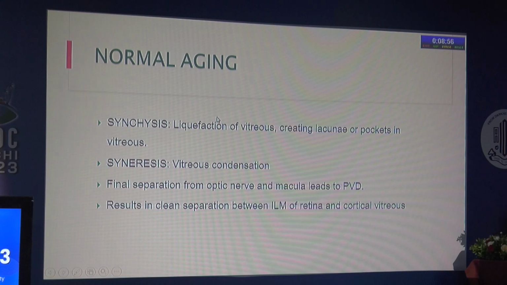So what is the normal process? Normally at the age of 4, syneresis and synchysis start. What is synchysis? It is liquefaction of the vitreous, which creates lacunae and pockets in the vitreous. Along with this, there is vitreous condensation. This process starts at the age of 4 and keeps on going with age. And finally, the whole of the vitreous gets separated from the retina and leads to a complete PVD when there is clean separation.